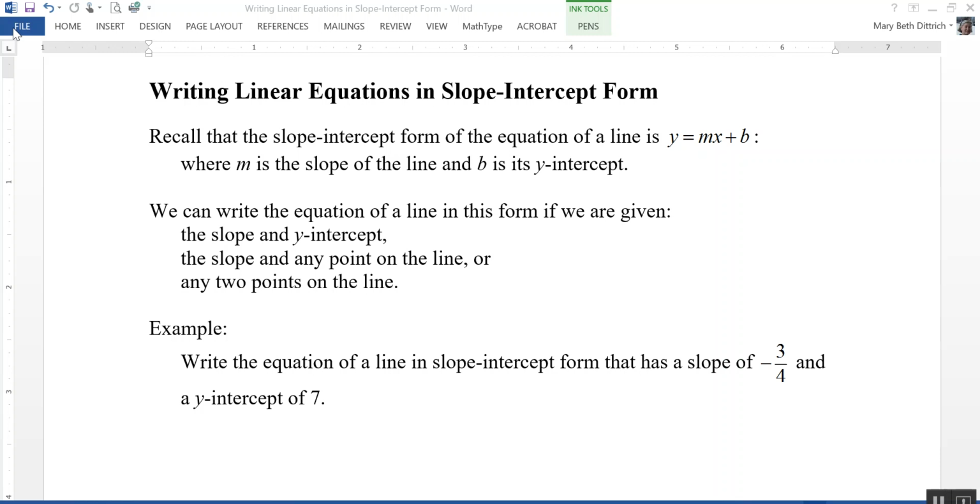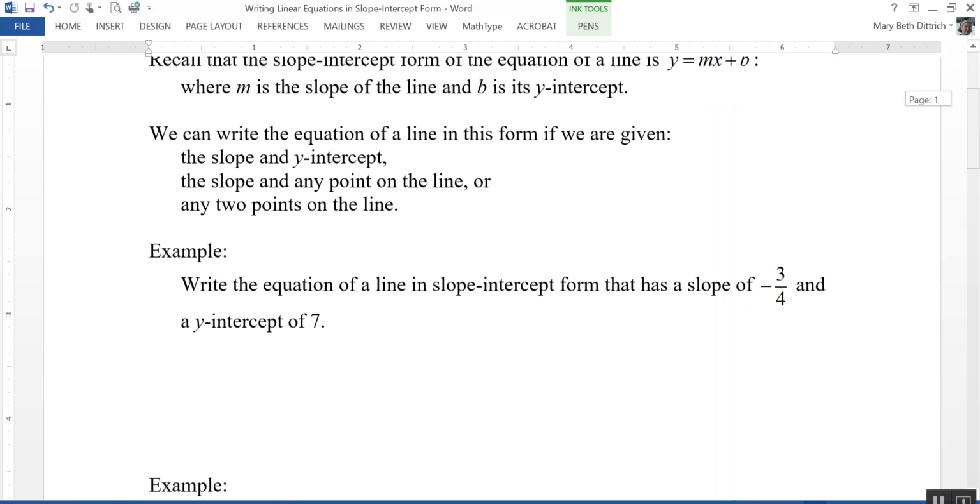We can write the equation of a line in this form if we are given the slope and the y-intercept, or the slope and any point on the line, or any 2 points on the line. Let's take a look at several examples here.